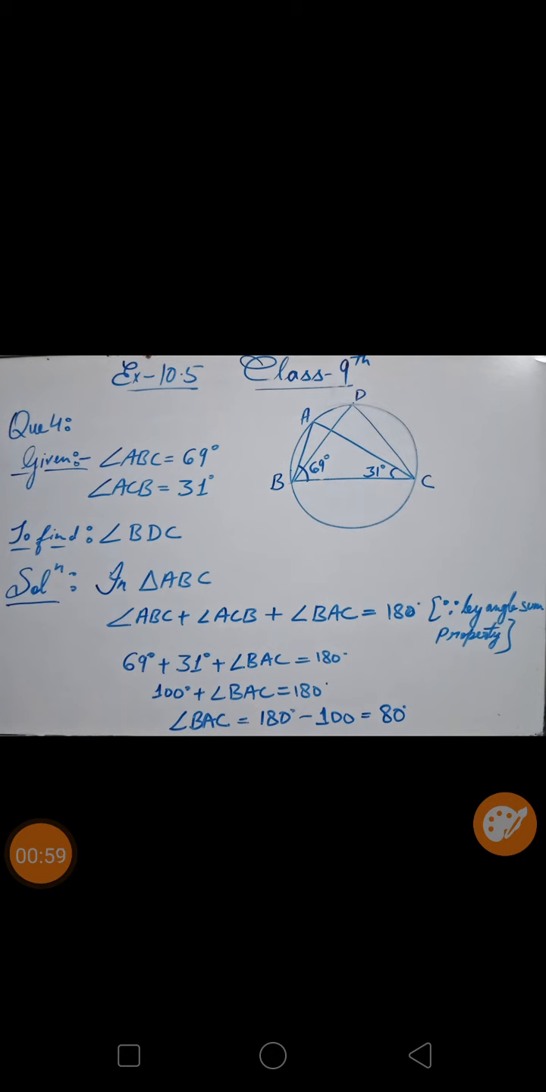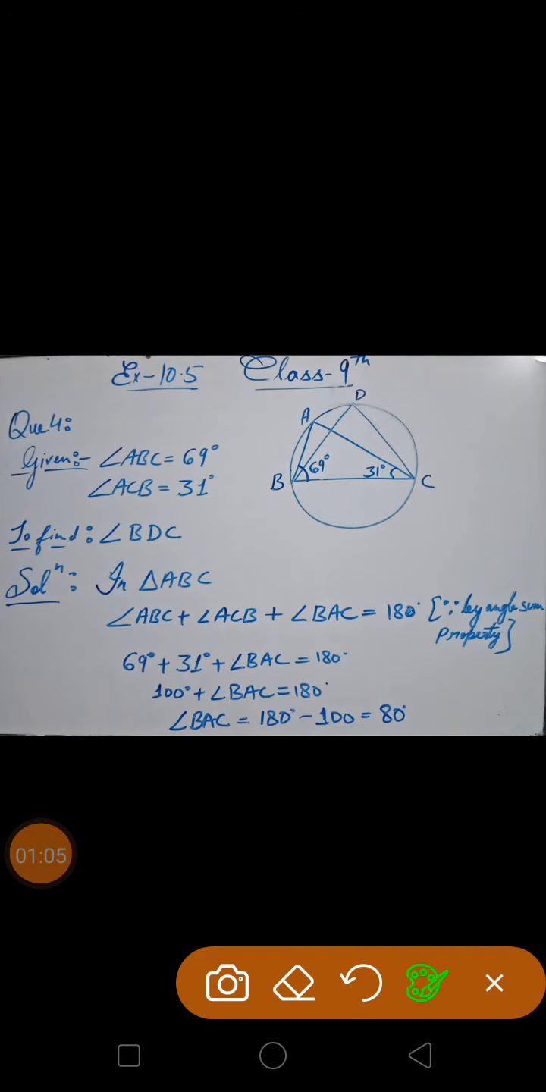So we will add these two angles and subtract from 180. We will get angle BAC is 80 degrees. Angle BAC is 80 degrees. This angle is 80 degrees.